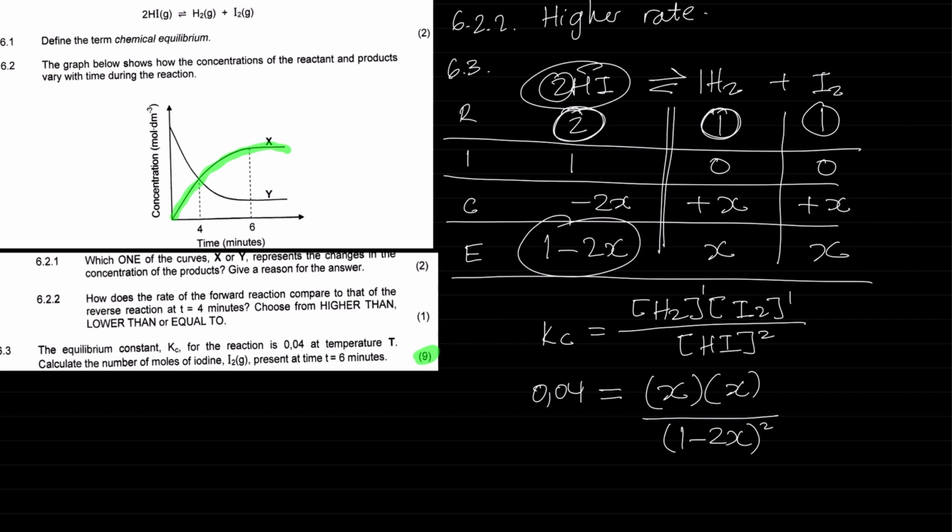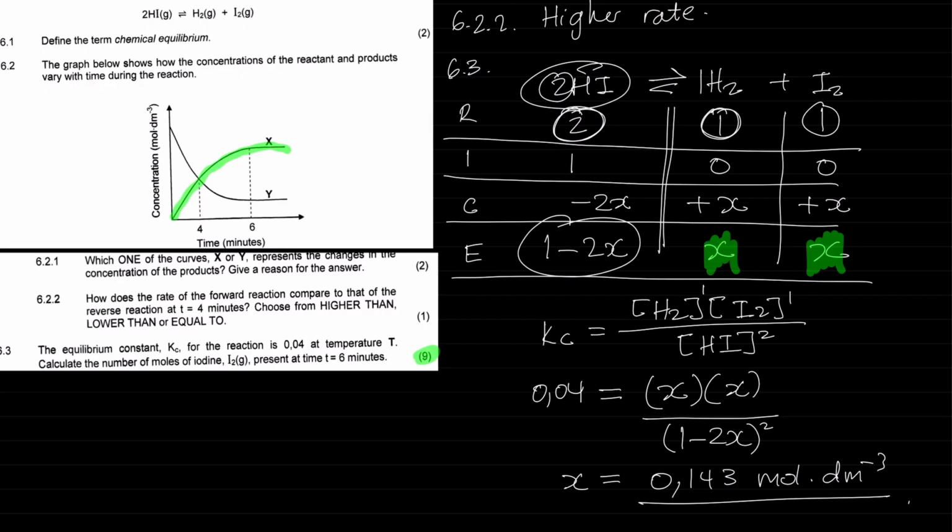And now we can solve for X. Obviously, we may need to simplify a bit. We can use a calculator and use the solve function on the calculator. But whichever way you choose, we can then solve for X. X is then equal to 0,143 moles per dm cubed. That represents the concentration of H2 and I2 at equilibrium.